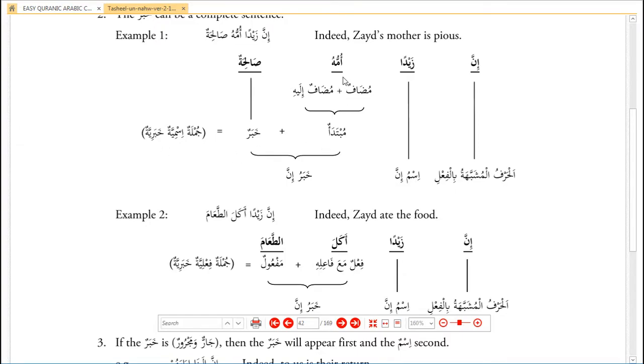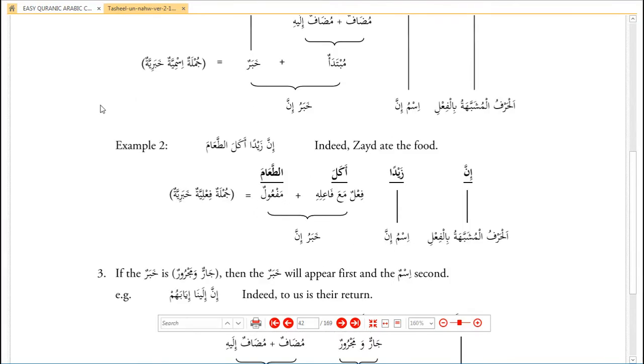So all together, ummuhu salihatun, mubtada and khabar, jumla ismiya khabariya, becomes the khabar of inna. So Zaydan is the ism of inna. Ummuhu salihatun, a complete sentence, is becoming the khabar of inna. So inna Zaydan ummuhu salihatun is, indeed, Zayd's mother is pious. The khabar is a complete sentence.